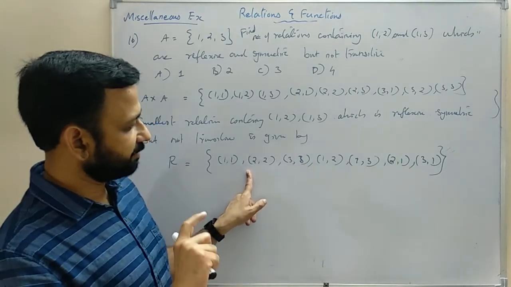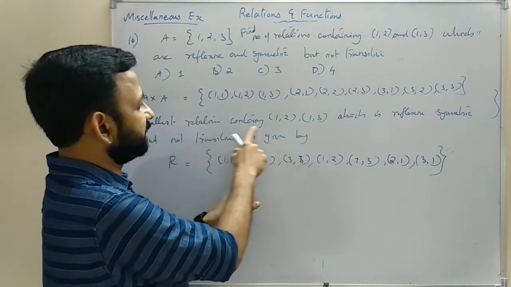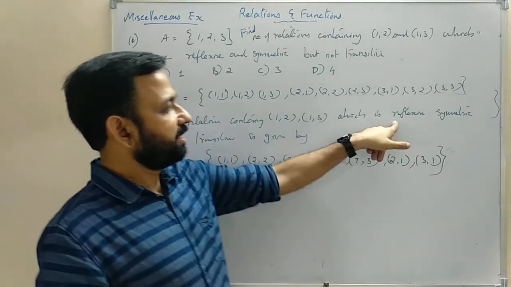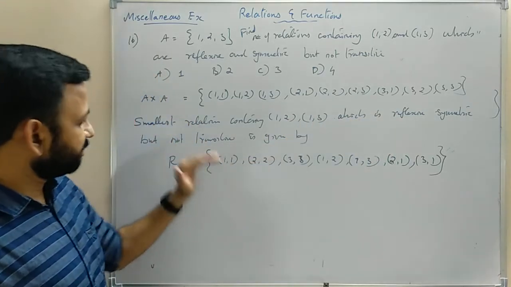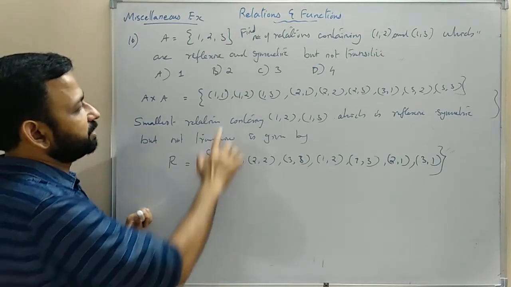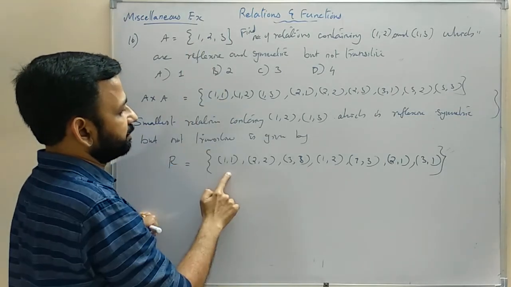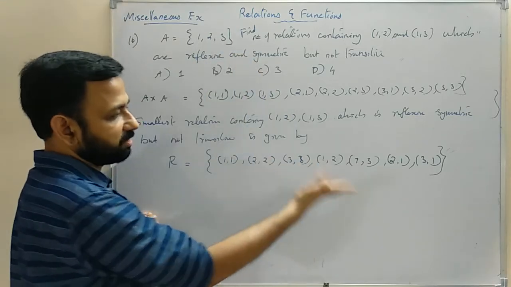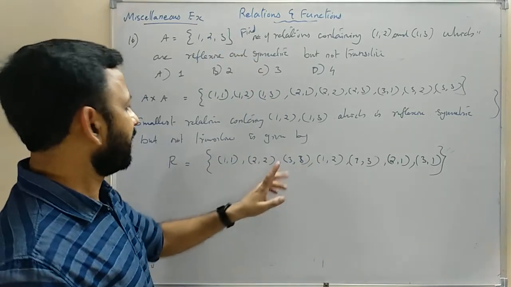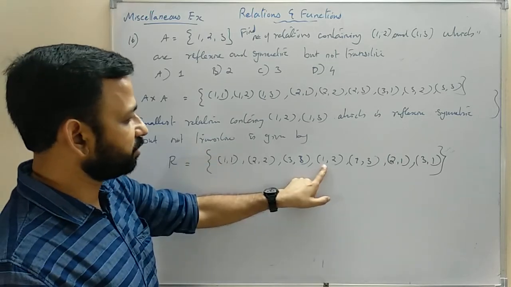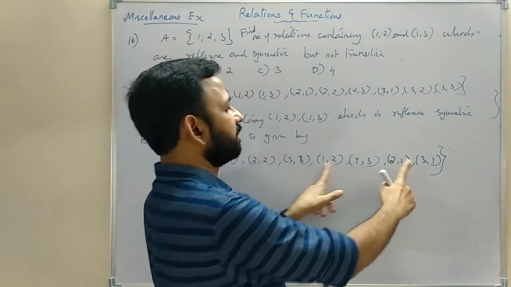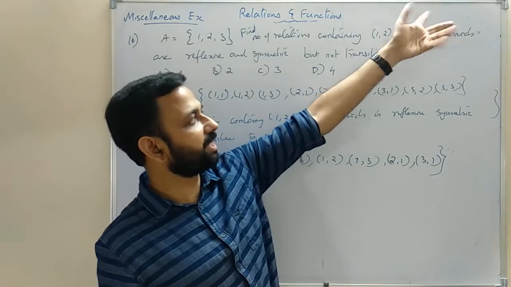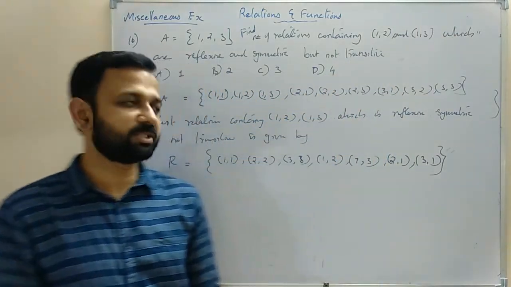Smallest relation containing the ordered pair (1, 2) and the ordered pair (1, 3) which is reflexive, symmetric but not transitive. Because it is reflexive, (1, 1) belongs to R, (2, 2) belongs to R, ordered pair (3, 3) belongs to R, so it is reflexive. And it is symmetric: (1, 2) belongs to R, (2, 1) belongs to R, (1, 3) belongs to R, (3, 1) belongs to R, and these two elements, ordered pairs (1, 2) and (1, 3), are also elements of this one.